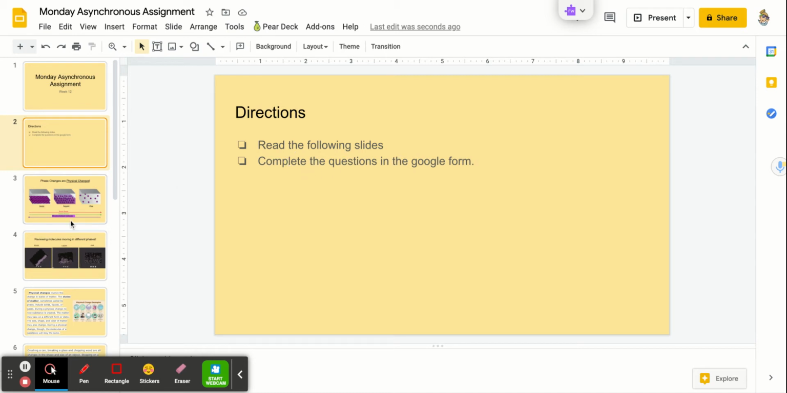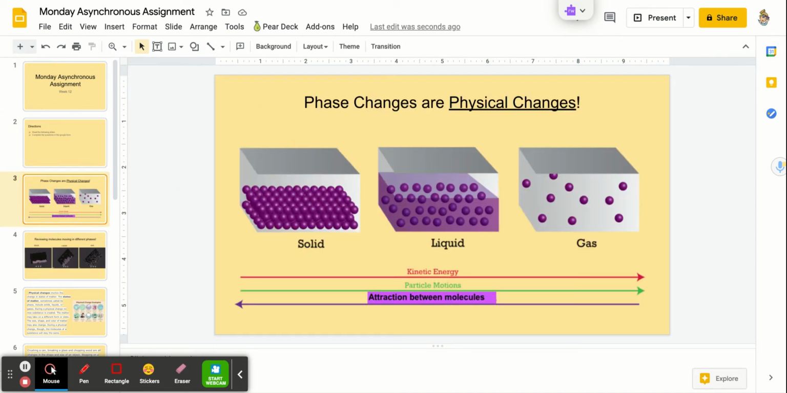So we've been talking a lot about phase changes, and we want to remember that phase changes are physical changes. So physical changes, this means that the substance stays the same, but it just changes into a different form. So we have the solid form, the liquid, and the gas form. So a phase is kind of like a form. So we got solid, liquid, gas.